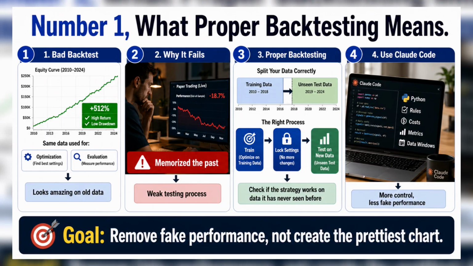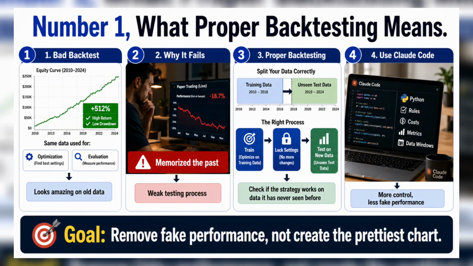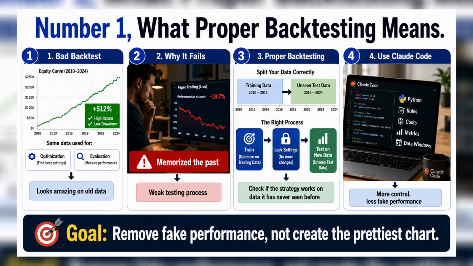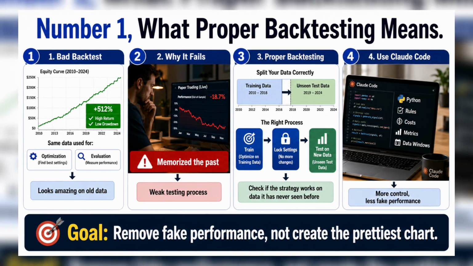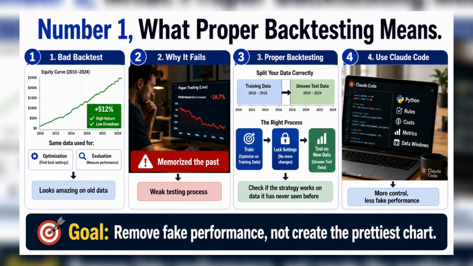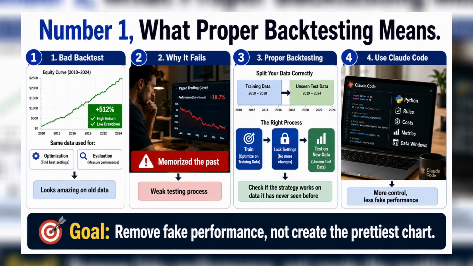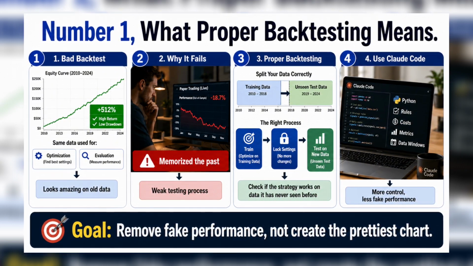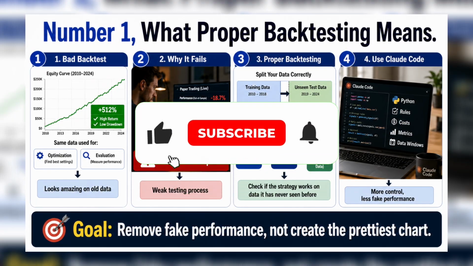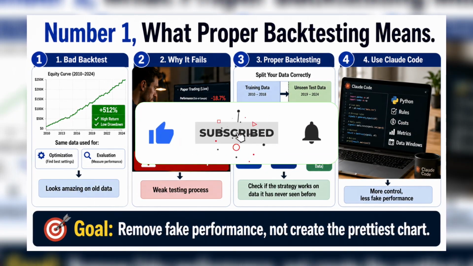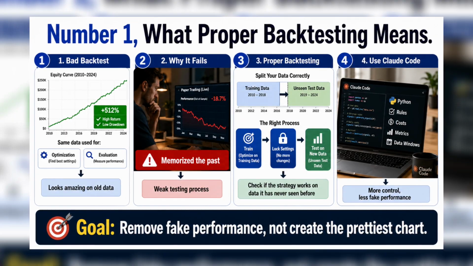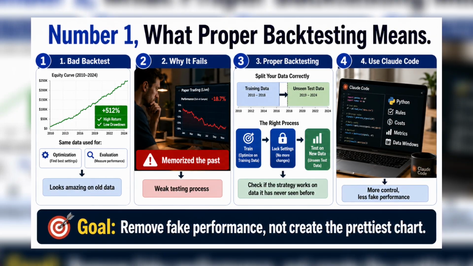A lot of people think a strong backtest is one that shows a high return, a smooth equity curve, and a low drawdown. But those numbers can be completely misleading if the strategy was optimized on the same data used to judge the result. This is why many traders feel confused. They build something that looks profitable in a normal backtest, then the moment they try to use it in a live market or even paper trade it forward, the performance gets much worse.